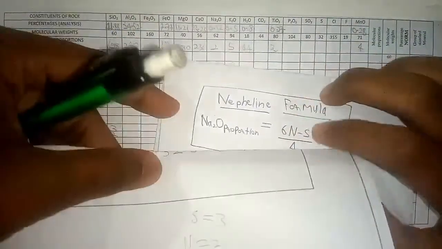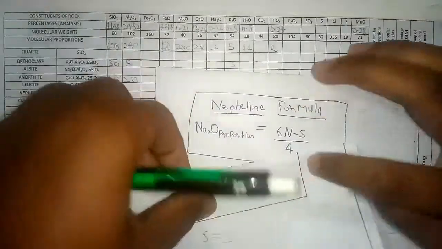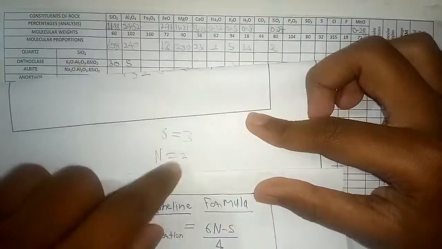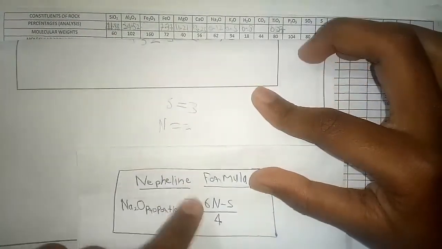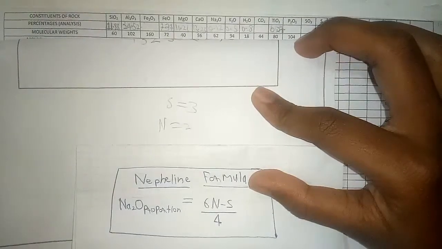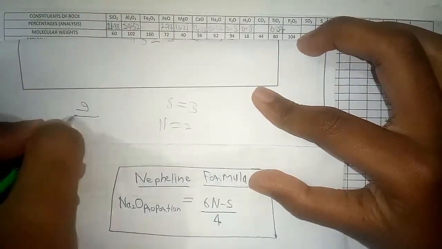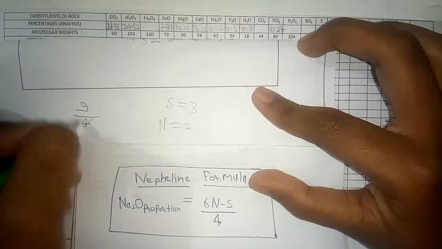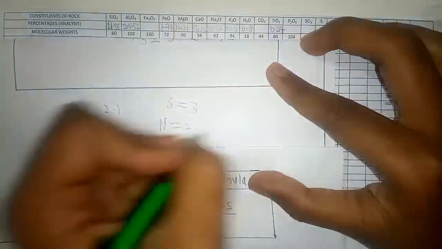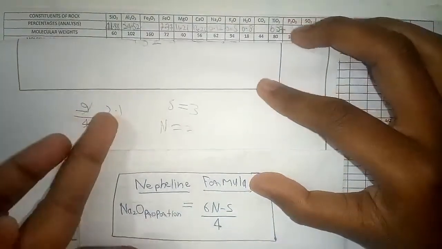So when we put this value in this formula, 6N means 6 2s are 12, okay. Then 12 minus 3, which is 9. So 9 divided by 4. When we divide by 4, it's nearly 2.1 something. So we got the Na2O proportion, which is approximately 2.